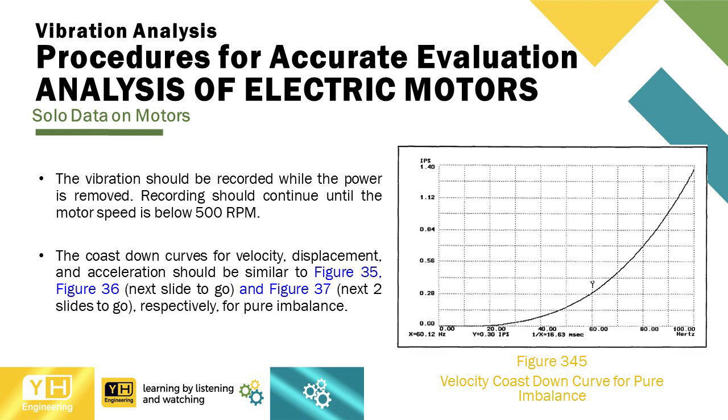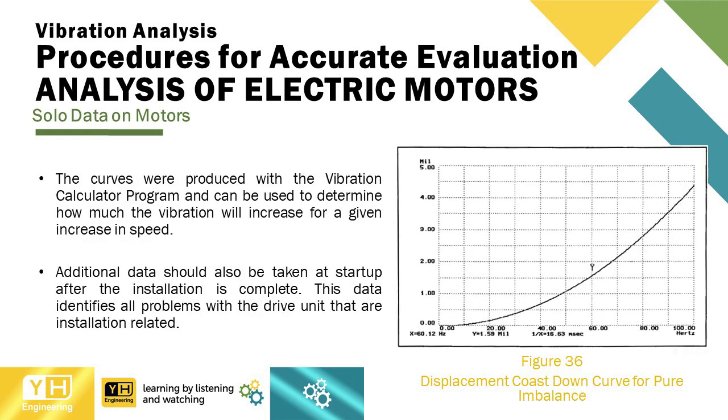The vibration should be recorded while the power is removed. Recording should continue until the motor speed is below 500 RPM. The coast-down curves for velocity, displacement, and acceleration should be similar to Figure 35, Figure 36, and Figure 37, respectively, for pure imbalance. The curves were produced with the vibration calculator program and can be used to determine how much the vibration will increase for a given increase in speed.